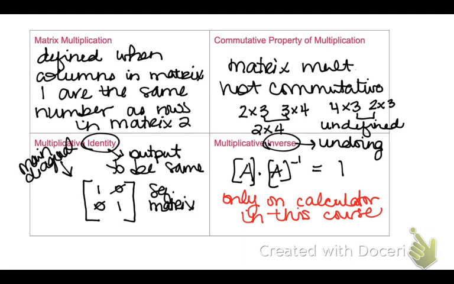So that's everything that we need to know for matrix multiplication. Again, it just takes practice and thinking about what things are being multiplied together to generate the solution matrix.